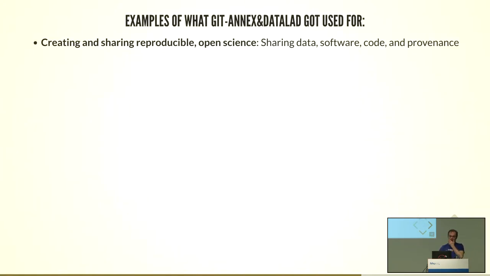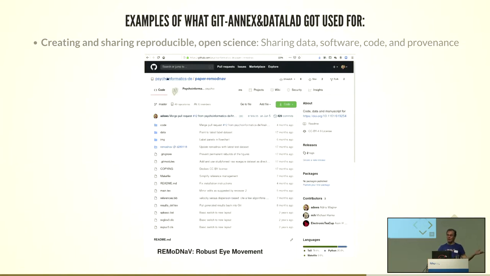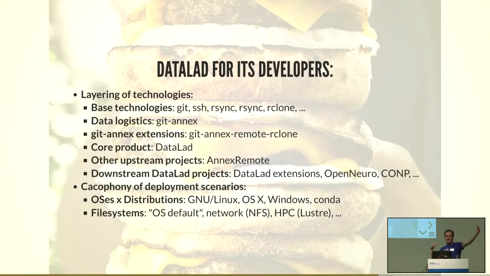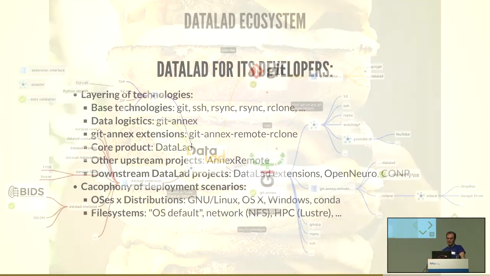Okay, and people created reproducible and open science publications like this one. You could reproduce the entire publication. It comes from git-annex, and there are more advanced ones like that. But for developers, it became kind of this sandwich, right? I promised you a sandwich. It's lots of technologies bundled together. How do we ensure that it all works together nicely?